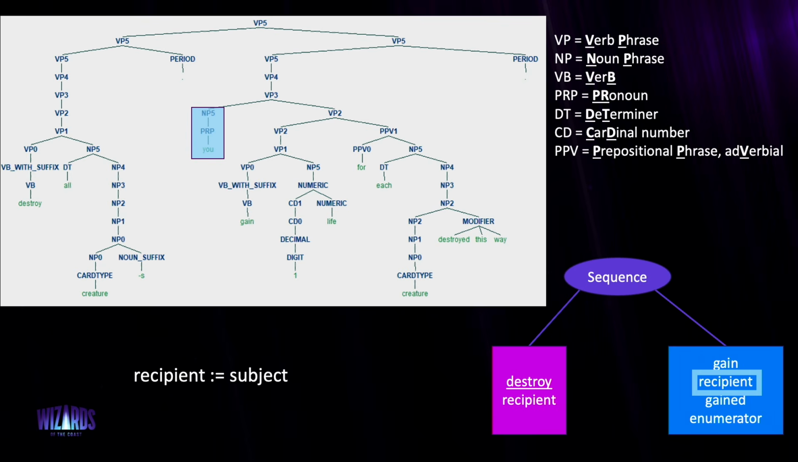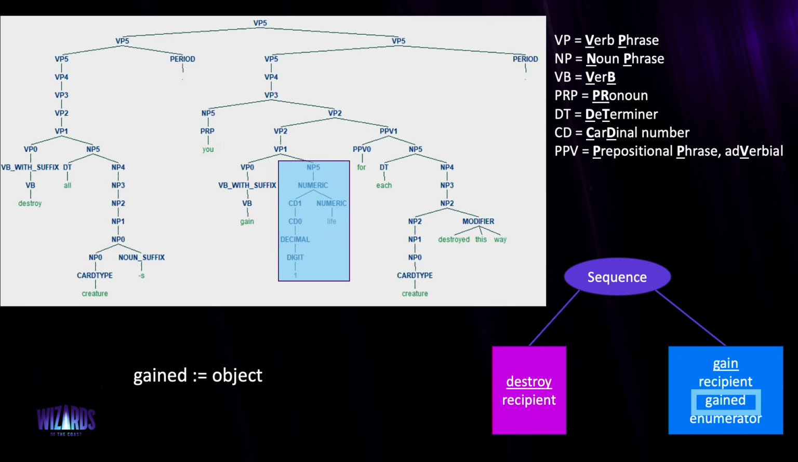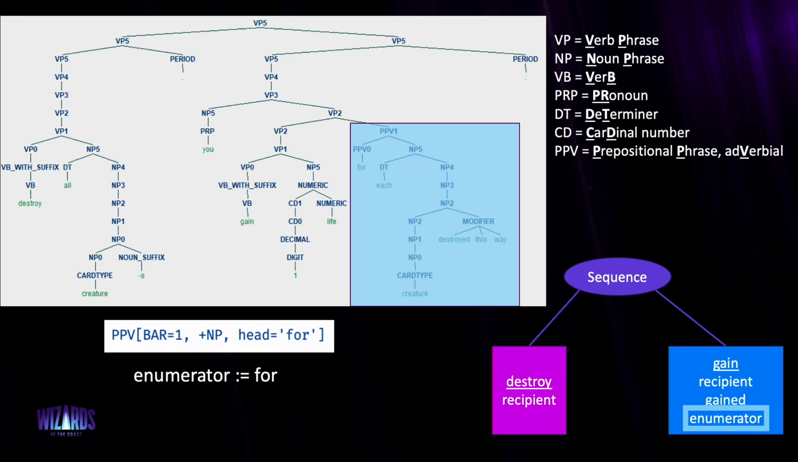However, for gain, in this case, the recipient is playing the subject role. So the semantic roles don't match up to the grammatical roles. They can be different for different verbs. Instead, the object is being put into the gain slot. And then the enumerator, instead of looking for an object or a subject in the kind of verb terminology, we're looking for a node that has a particular head related to the preposition that we're using, which is for.